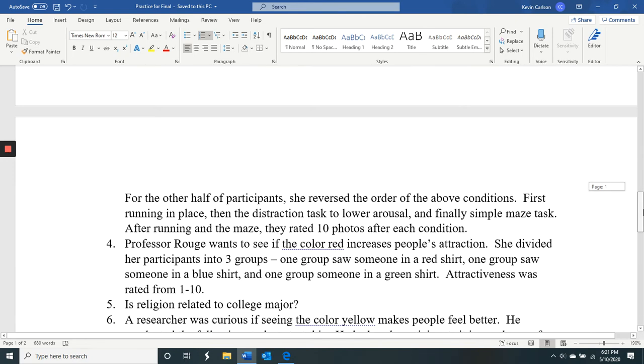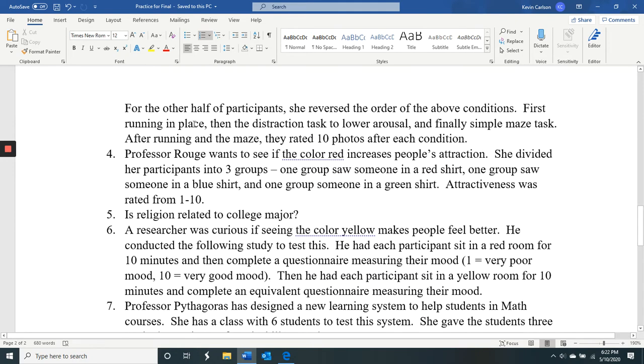And then we read on. We have to read everything. So it says for the other half of the participants, she reversed the order. So for the other half of people, they did the high arousal thing, the running. And then they did the distraction test and they did the low arousal thing, the maze. And then after each of those things, they rated 10 photos of the conditions.